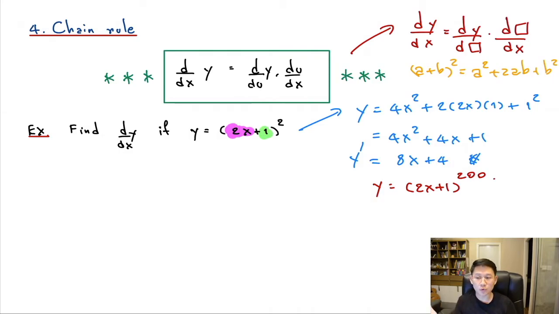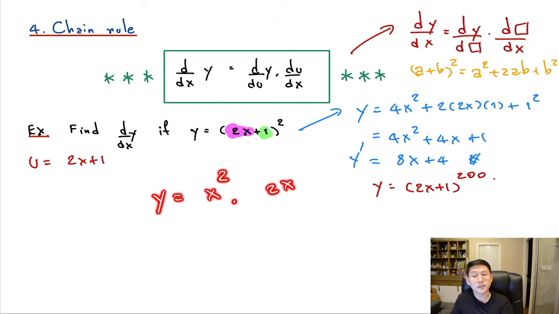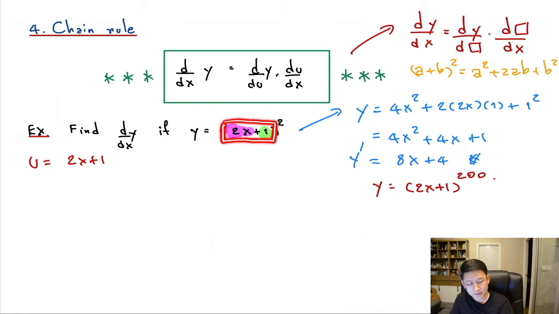So what is the chain rule? Look here. First, I'll let u be 2x plus 1. Why? Because, guys, I'll ask you, can you find the derivative of y equals x squared? The answer is yes, it's 2x, isn't it? So how about we just look at this as a big X, or in this case u.